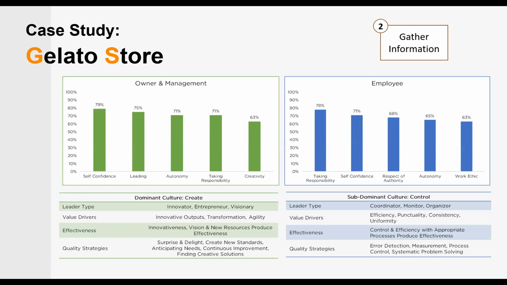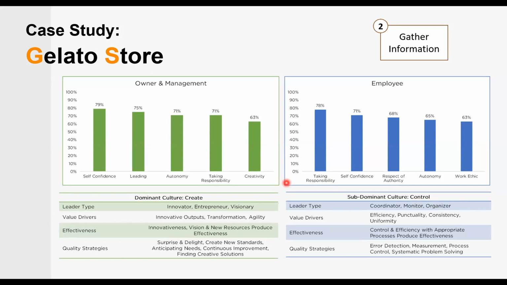We also see some attributes that are really, really high in the owners and management, such as self-confidence, leading, autonomy, taking responsibility, and creativity. It shows that the owners and the management are very good in leading and are very good in providing space for the staff to express themselves. And they are very good in coming up with solutions, or let's say in F&B business, maybe new flavors or new events for the customer to experience.